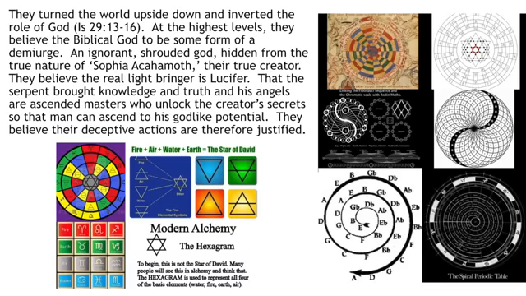They turned the world upside down and inverted the role of God. At the highest levels, they believed the biblical God to be some form of a demiurge or an ignorant, shrouded God, hidden from the true nature of Sophia Achamoth, their true creator. They believe the real light bringer is Lucifer, that the serpent brought knowledge and truth, and his angels are ascended masters who unlock the creator's secrets so that man can ascend to his godlike potential. They believe their deceptive actions are therefore justified.